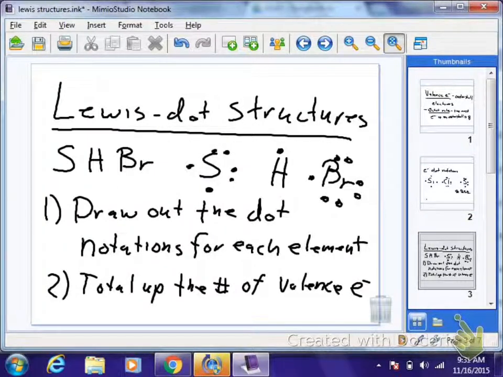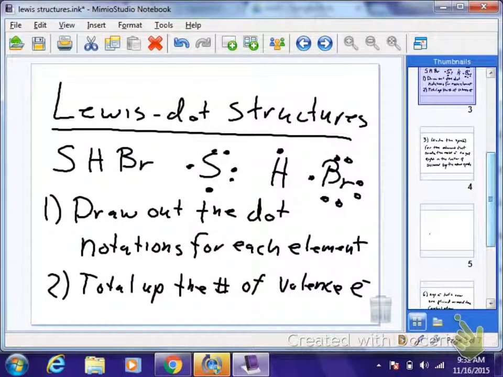You look at the one that has the lowest number of valence electrons, the exception being hydrogen, and that one's your center atom when you draw your structure. Okay? So which one has the lowest number of electrons in it? Sulfur. So sulfur is going to be the center one. Then everything else is going to be off the center, branched around. I'll show you what that is here in a second. So the center one is going to be sulfur.